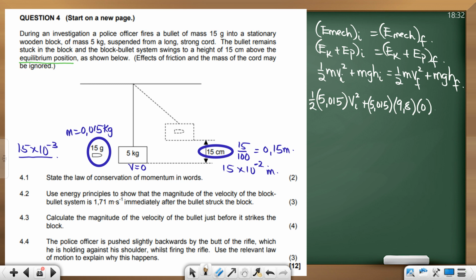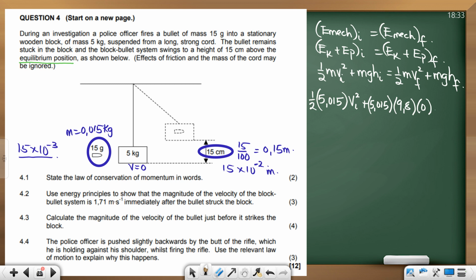When a gun is shot, I wish I had a GIF here. Well, I've shown you. There's a recoil. The gun pushes you back a bit, and if you're not standing very well, you'll fall. That is called a recoil. Now, the police officer is pushed slightly backwards by the butt of the rifle, which he is holding against his shoulder whilst firing the rifle. Use the relevant law of motion to explain why this happens.